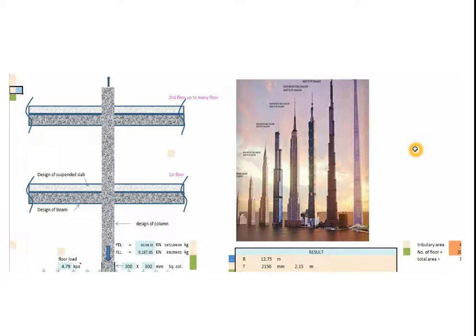There are three methods of structural design: working stress, limit state, and ultimate load method of structural design. These design methods are used for reinforced concrete as well as steel structure design.